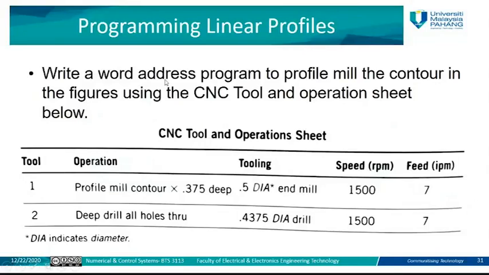In the example here, we need to write a program to perform this milling operation and drilling operation. For the milling operation, we're using tool number 1, and for the drilling operation, we're using tool number 2. Here you are provided with some information about the tools, like the diameter of the tool, and also information about the speed and feed rate.